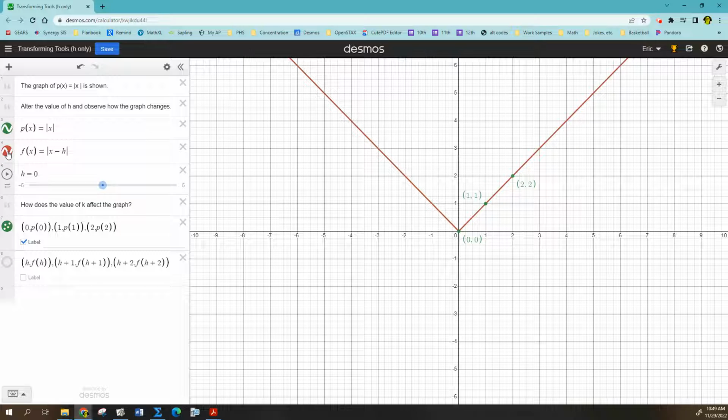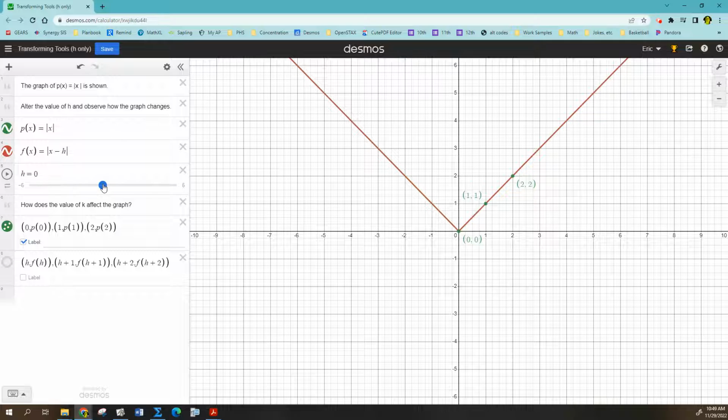Okay, I'm going to turn on a different function now. The red function, which sits right on top of that, is the function f of x, which is the absolute value of x minus h. I've got this slider here, so I can pick the value that we're subtracting, h. Right now it's 0, so nothing's being done. But look what happens if I drag it over so I'm subtracting 1 from x. What do you think is going to happen? Any ideas?